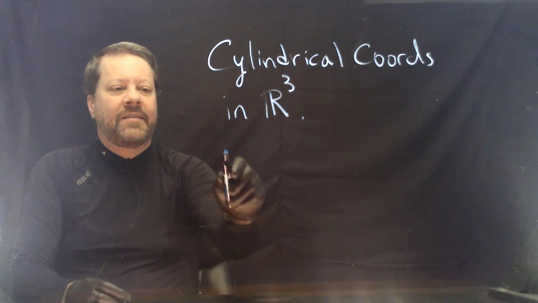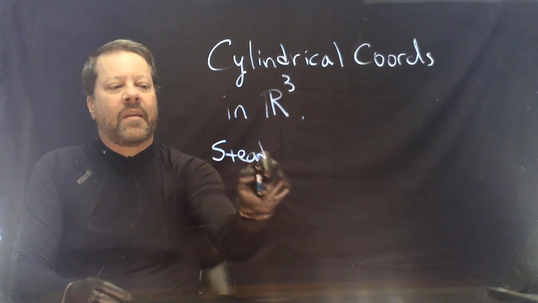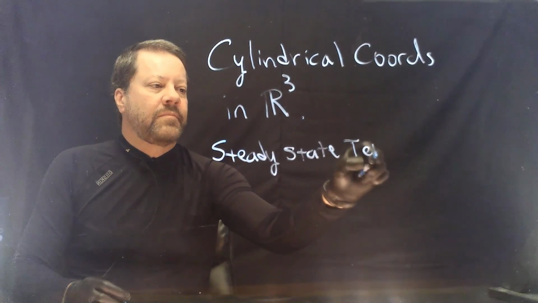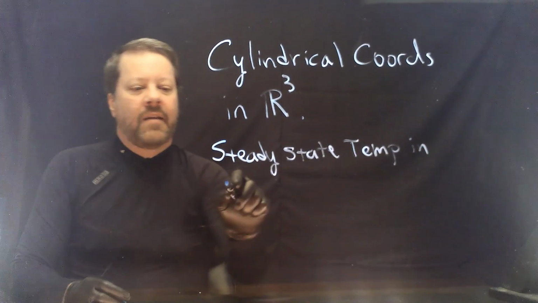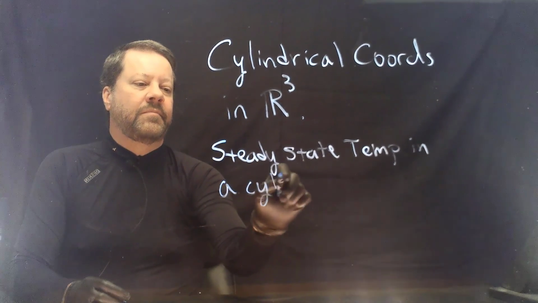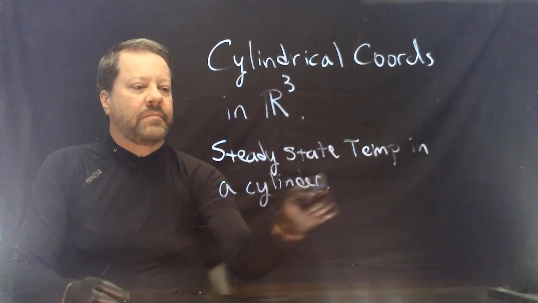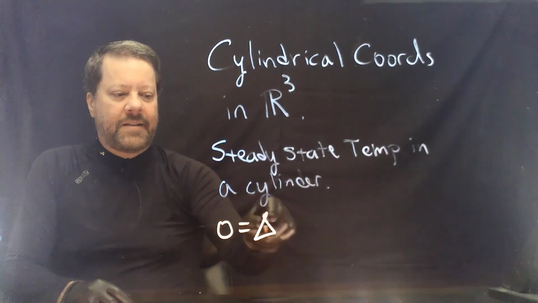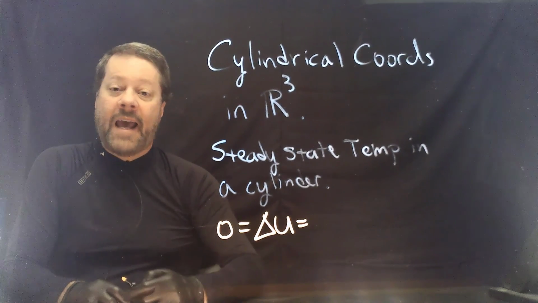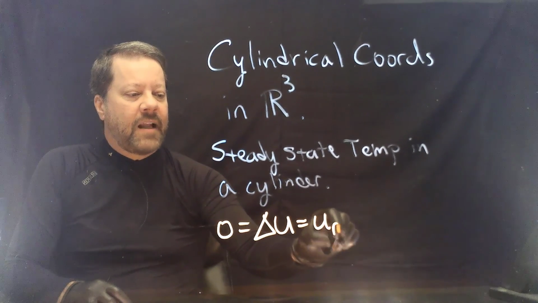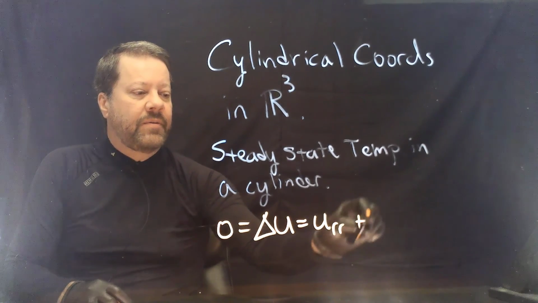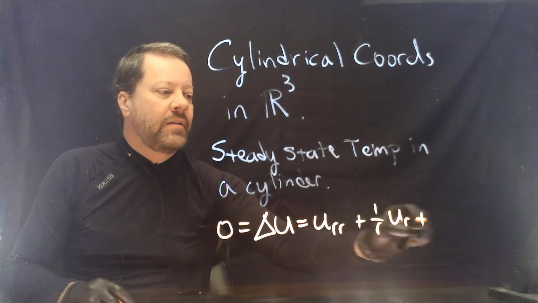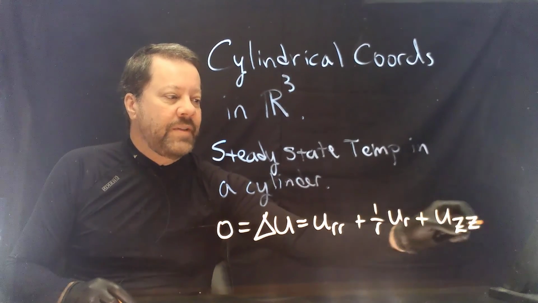We're going to look at steady state temperature in a cylinder. So we'll be looking at the Laplacian equal to 0, and in cylindrical coordinates that'll be two derivatives with respect to r on u, 1 over r times the derivative of u with respect to r, plus u_zz.